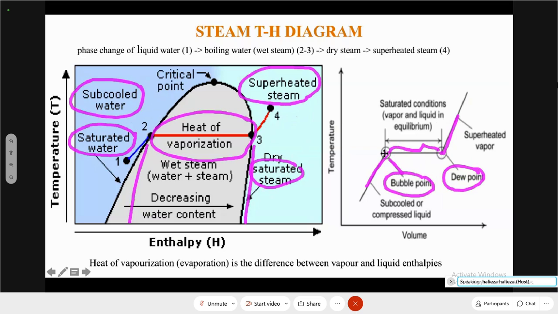That's when you're saturated liquid at the bubble point. For vapor, that's saturated vapor at the dew point. Any question?